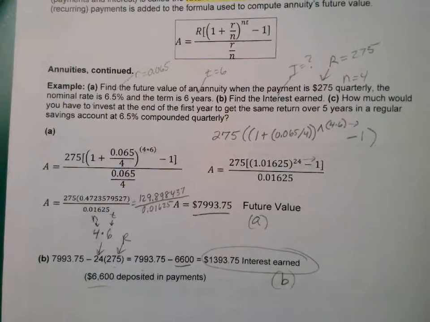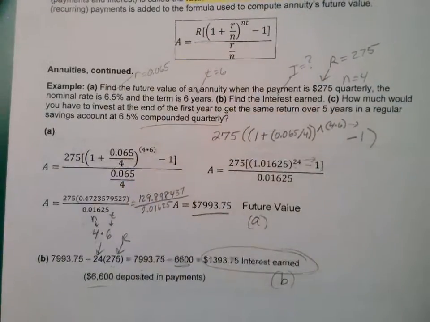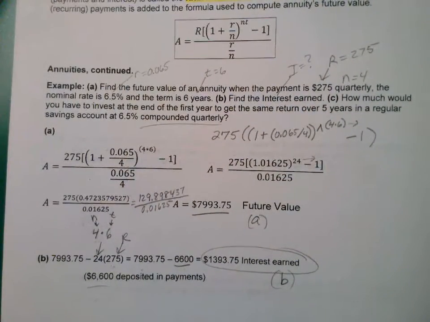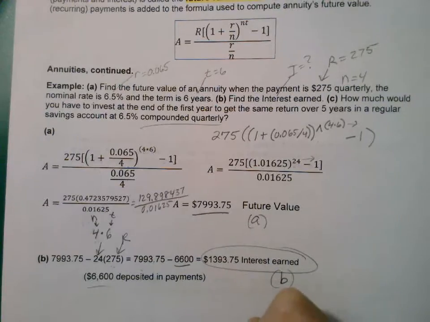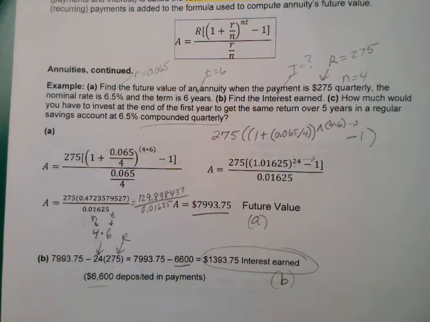C, how much would the savings account at 6.5% compound quarterly be? Compounded quarterly. That's all. Regular savings account, not an annuity. Use this here. We're not making payments. We're just finding out what it would be compounded quarterly. So we put the future value in for A.